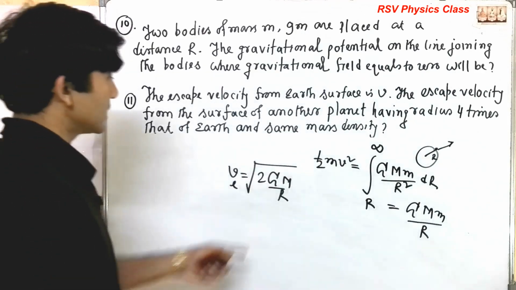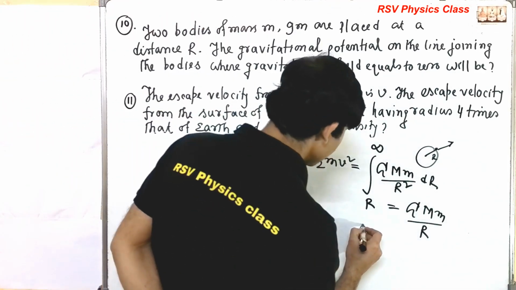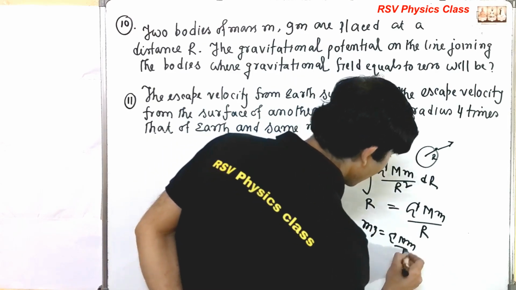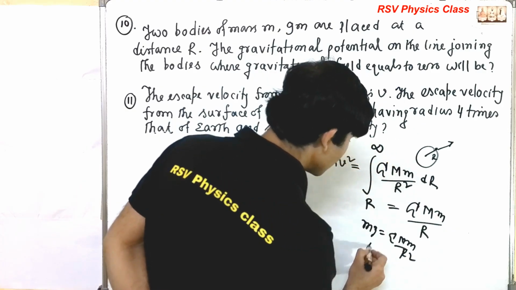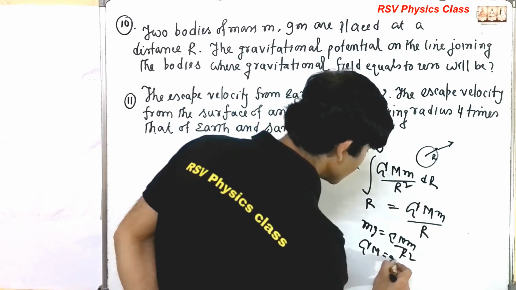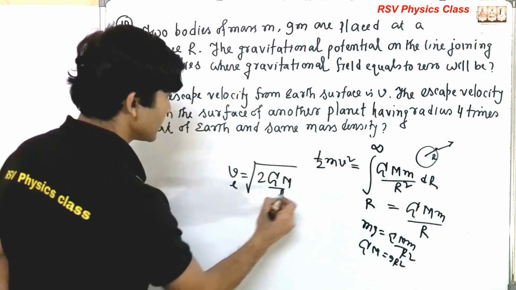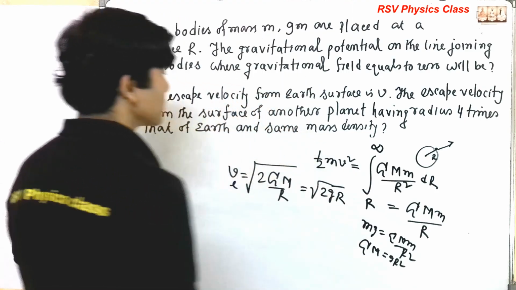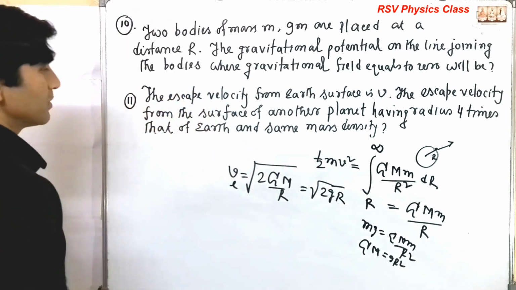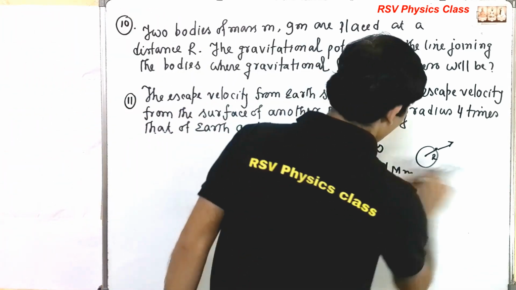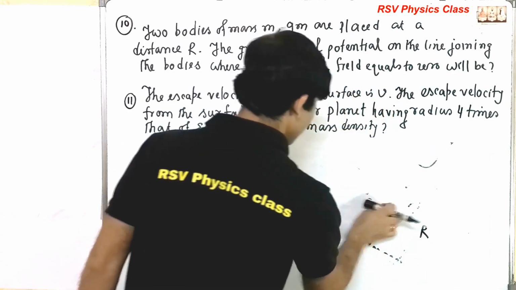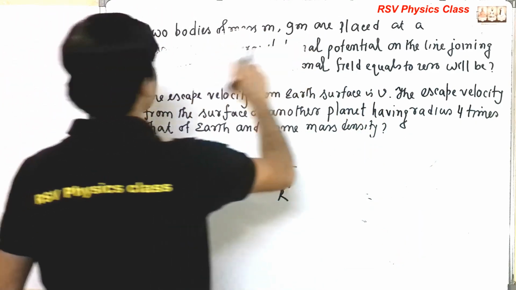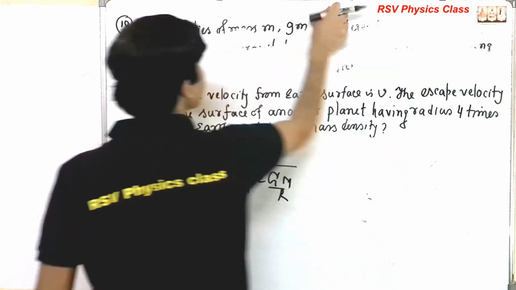So GM again you can write also: g equal to GM over r square, so GM equal to g r square. So you can also write v equal to root of twice g r, in terms of acceleration due to gravity. So now you see our problem, this escape velocity. Now read problem number 11 quickly.